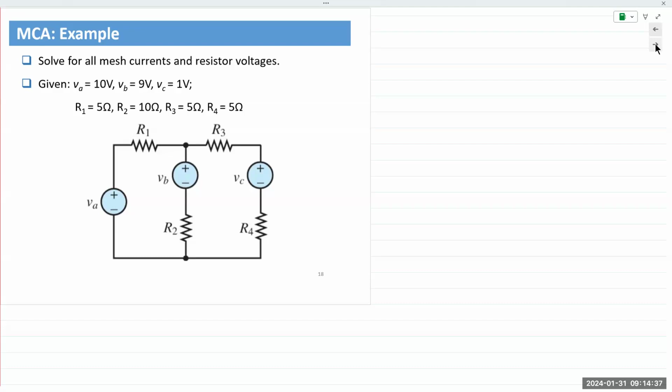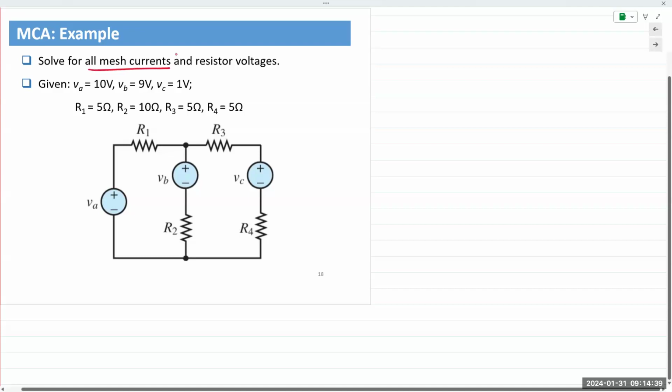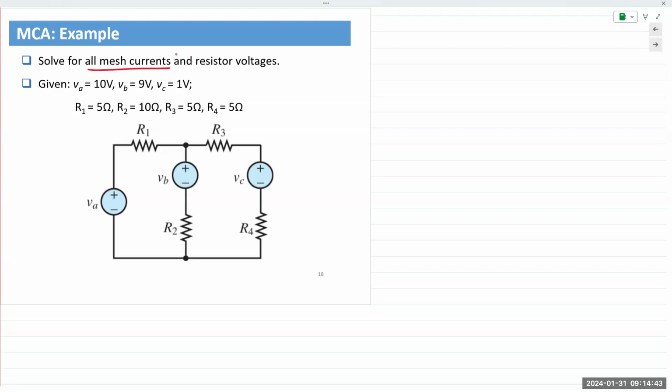Okay, so we solve for all the mesh currents in the circuit. We won't solve all the resistor voltages. I will show you one resistor voltage and current. VA is 10 volts, VB is 9, VC is 1, and R1 is 5 ohms. R2 is 10 ohms. R3 is 5 and R4 is also 5.